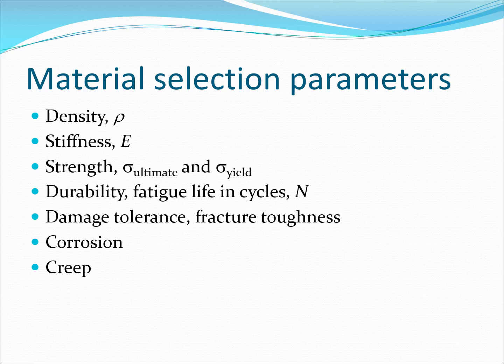So what happens is that if you subject a certain material to cyclic loading, it will fail after a certain number of cycles, which is given by N here. We have issues such as damage tolerance, fatigue toughness, corrosion, and creep. So essentially, corrosion is the tendency of the material to oxidize when it is placed out there somewhere, and creep often happens at higher temperature. So it's something which you do not generally want to get.